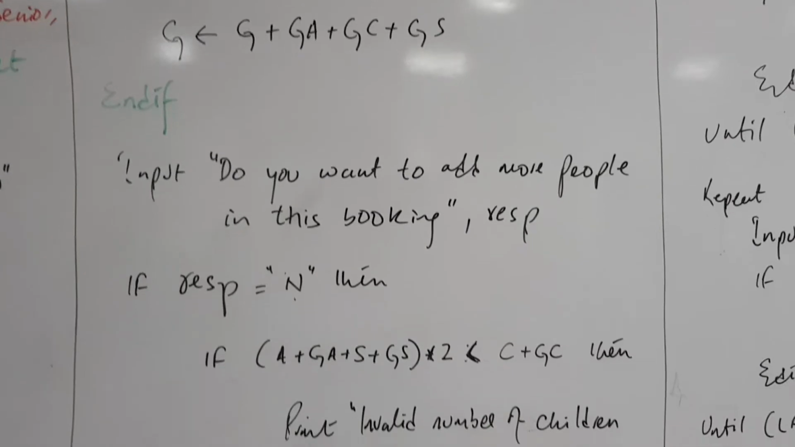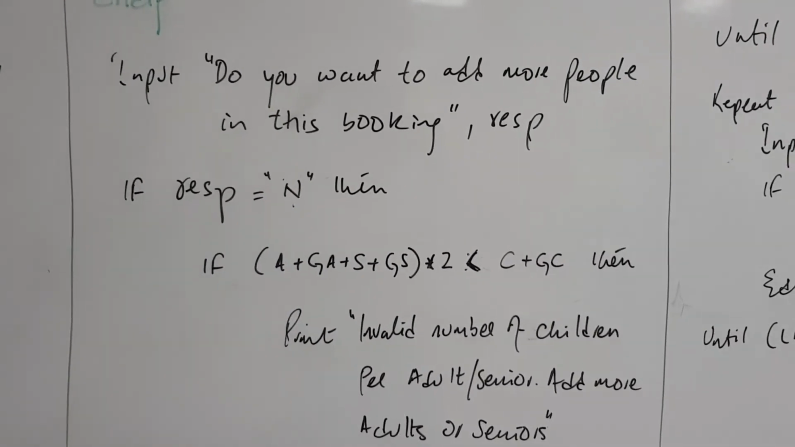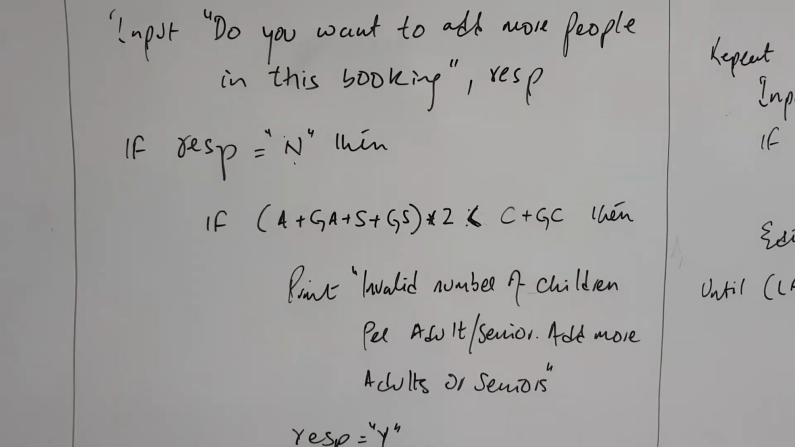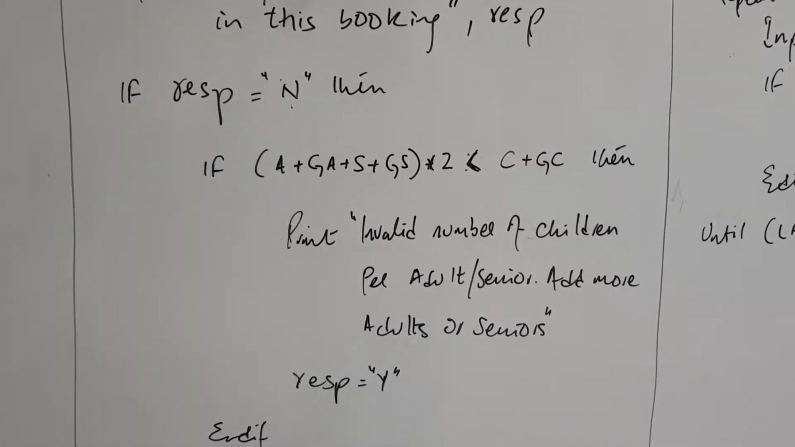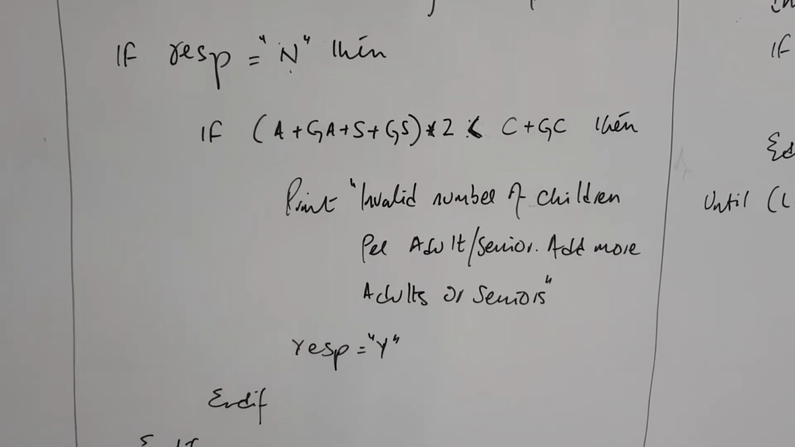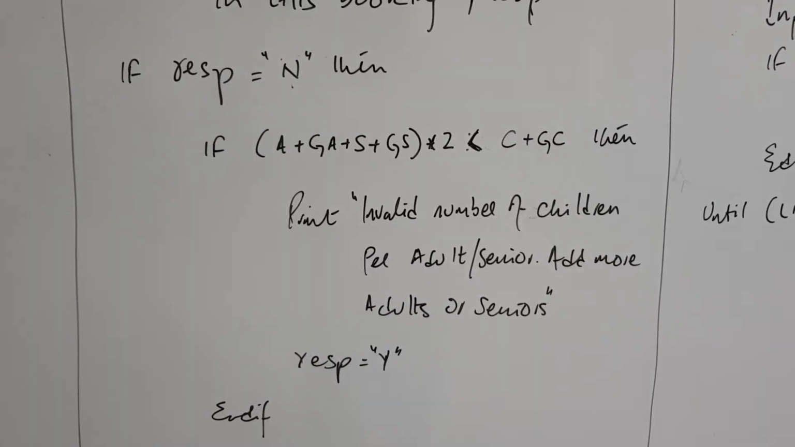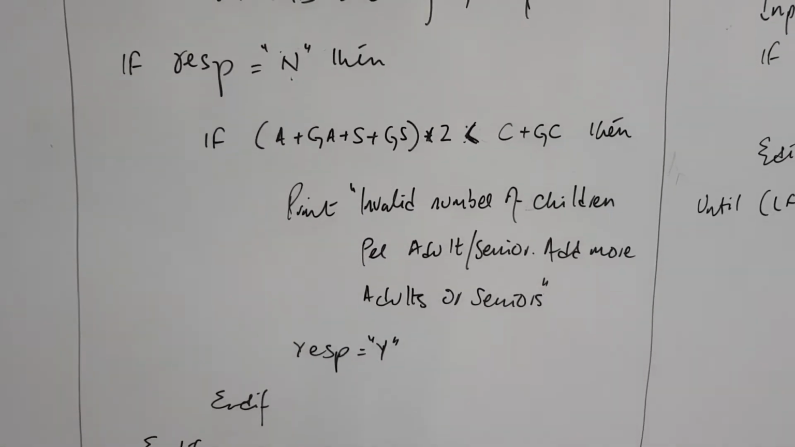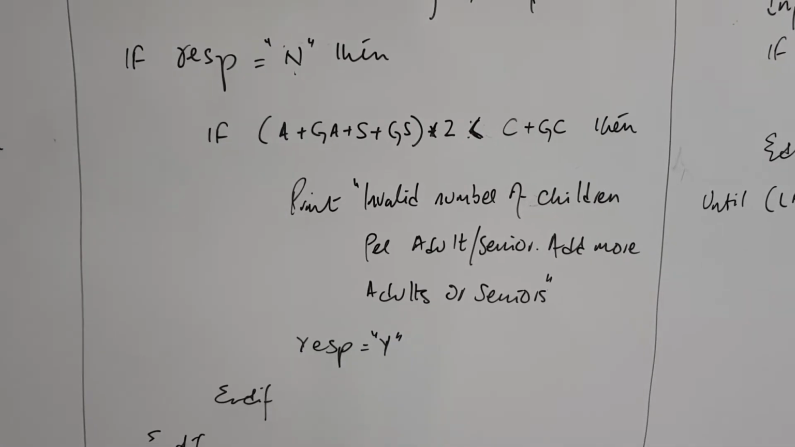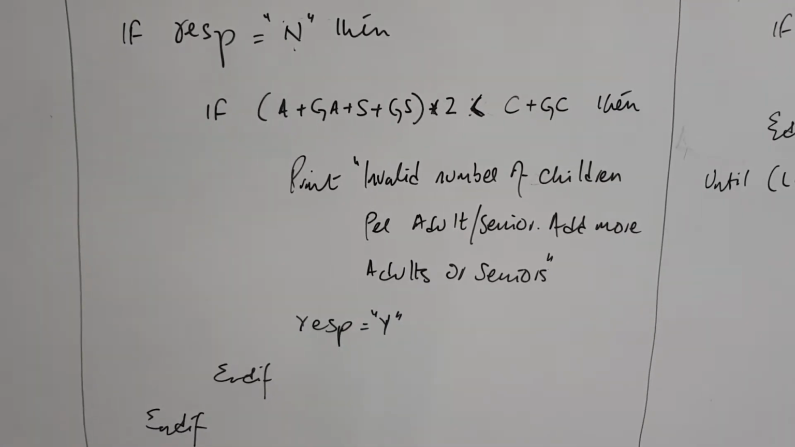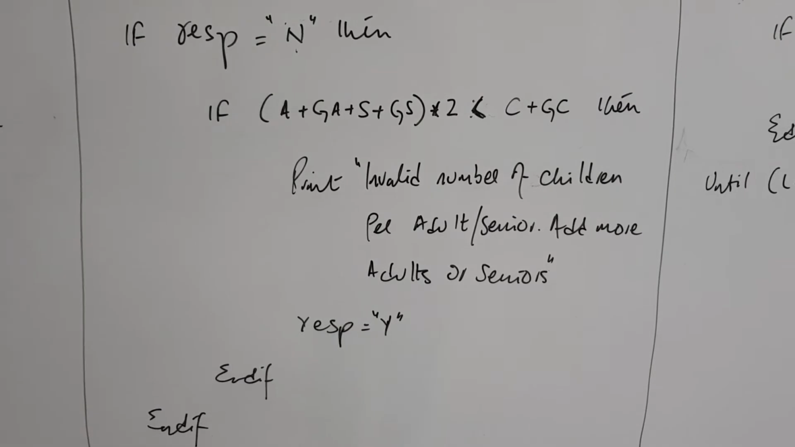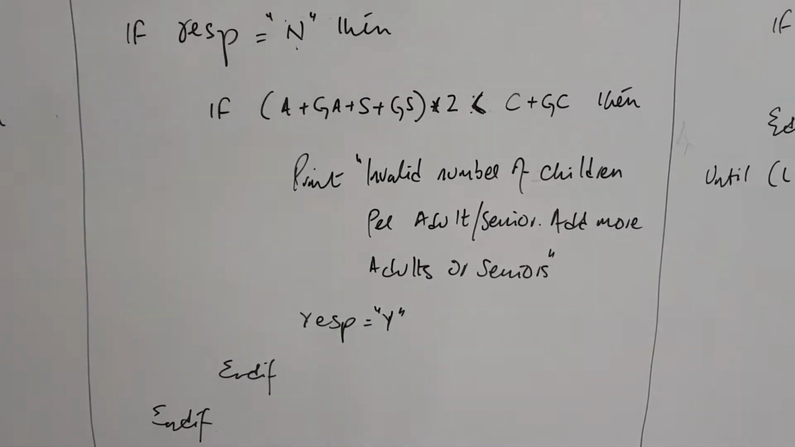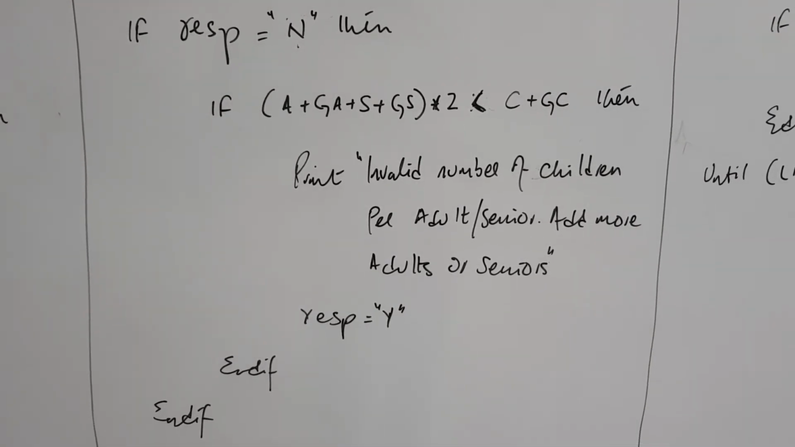So after we have done that, the code is asking the user whether the user wants to add more people in this booking. If the response is no, then we need to check whether the ratio of adult, senior and child is being maintained or not. So the way we are doing it is we are adding up all the adults for single tickets, and all the seniors, and adults and seniors in group as well.